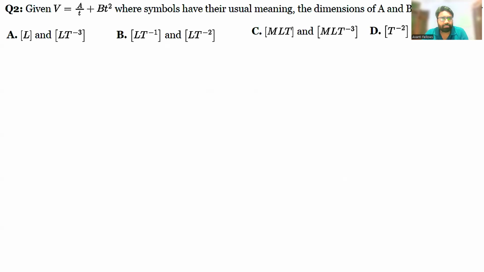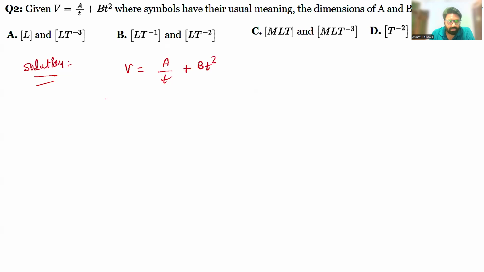Now, in the question, as you can see, velocity is given as a by t plus bt square, where symbols have their usual meaning. The dimensions of A and B are respectively what? These types of questions from dimensional analysis you can see on a frequent basis. So how to solve this question? First of all, we should write that velocity is given as this expression.